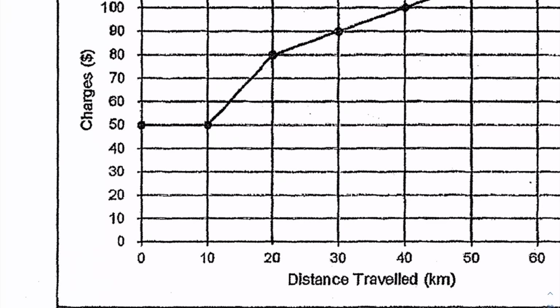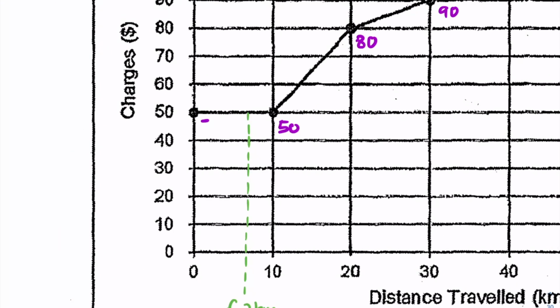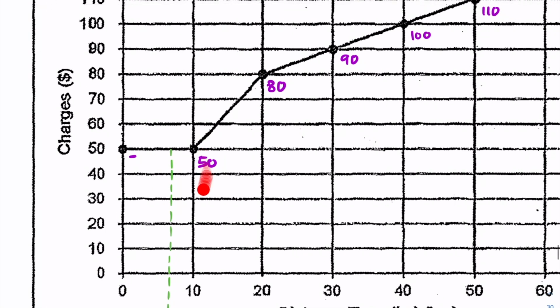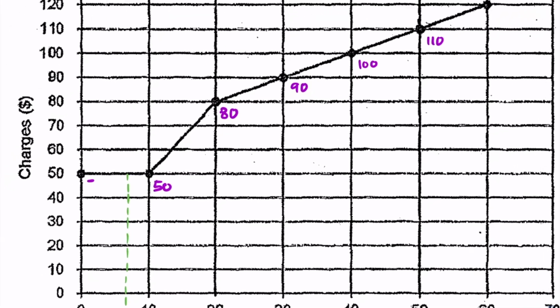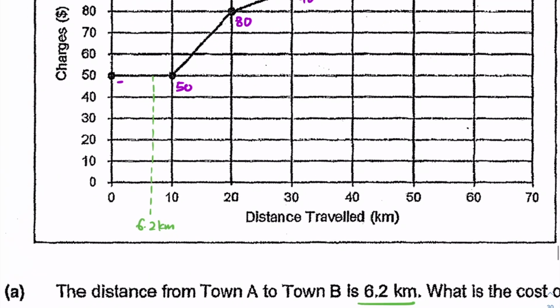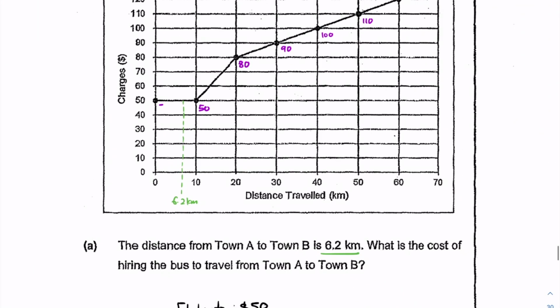Now, before we start, I usually like to begin by writing some numbers down. So read the graph and find out that, okay, for the first 10 kilometers, it's a flat rate of $50. After the first 10 km, it goes up like this all the way to $80. So write the numbers down. Okay, now since 6.2 km is less than 10 km, it falls within this range here, and therefore the charge will be $50. That's the first answer.